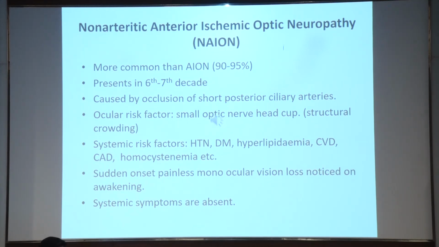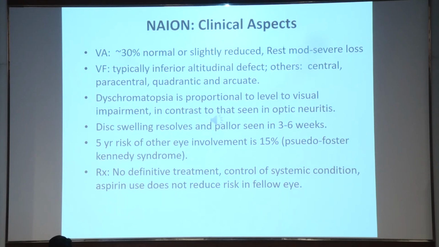It generally presents as sudden onset, painless, monocular loss of vision noticed on awakening. So that's a classical history, the classical complaint the patient will come up with: on getting up, I realize that I have no vision in one eye. Systemic symptoms are usually absent. Around 30% of patients may have a normal or slightly reduced visual acuity. However, most of them will have moderate to severe vision loss.